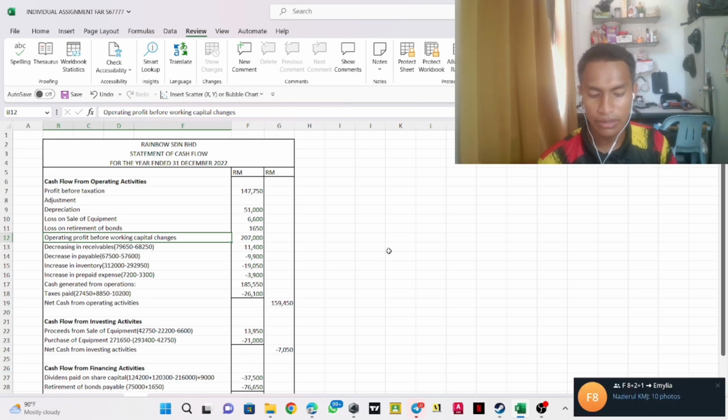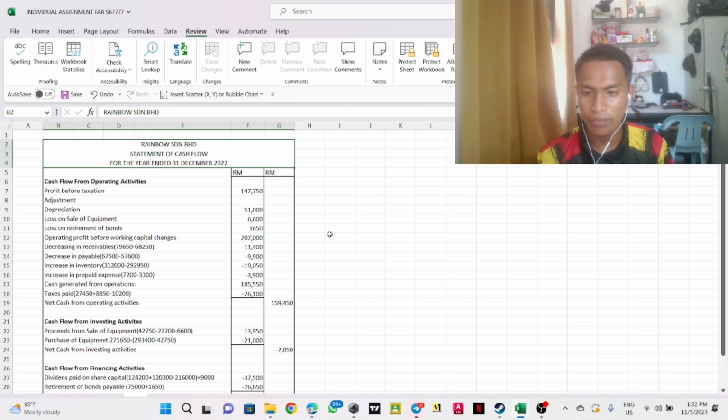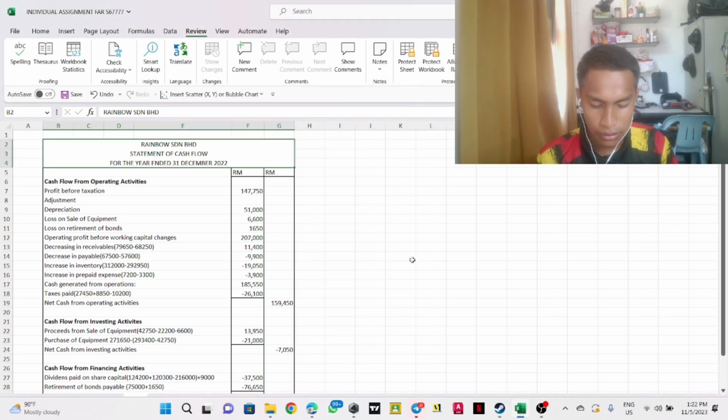S67497. Today, I would like to present my individual assignment in the subject ACT 3101. Therefore, let me explain this assignment briefly. Through the assignment, I was asked to prepare statement of cash flow for the year ended 31 December 2022 using either an indirect method or direct method for the company Rainbow Sindran Berhad.